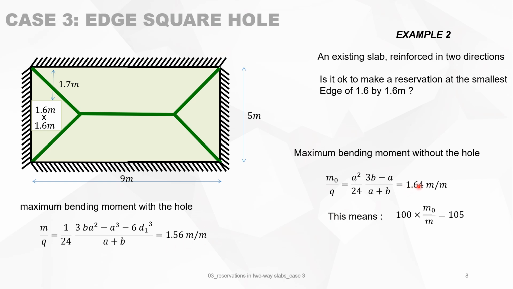Now it's easy. You just divide this by that, and we see that we have an increase from 1.56. We have an increase of 5% of the bearing capacity. So it means making this hole, we can do that without losing any bearing capacity.